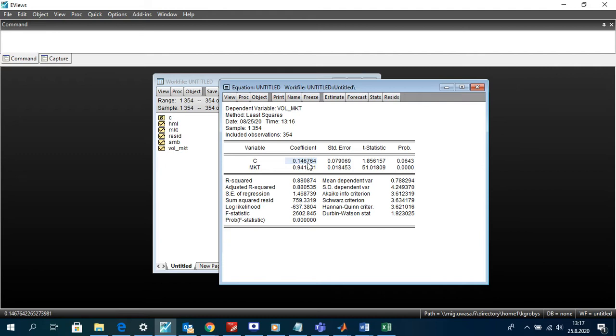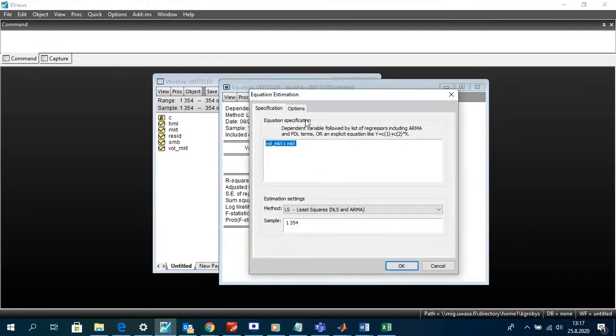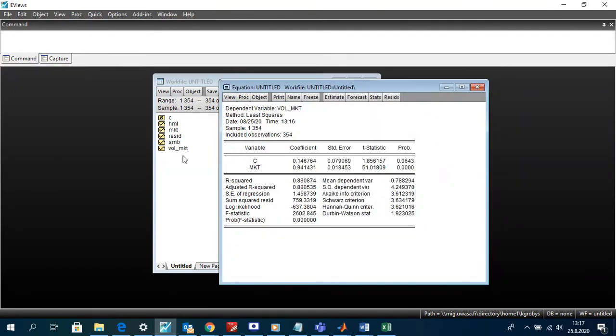So 0.15% per month return of the volatility-managed market factor is unexplained by the exposure to the unscaled or standard market factor. We see that the t-statistic of the alpha is 1.86. So on a standard 5% level, we would not reject the null hypothesis that the volatility-managed factor generates no alpha. But remember, we are using standard t-statistics.